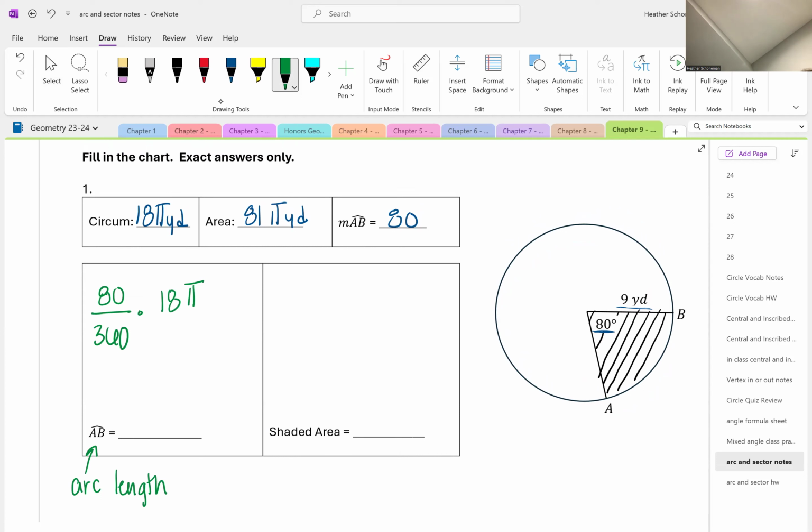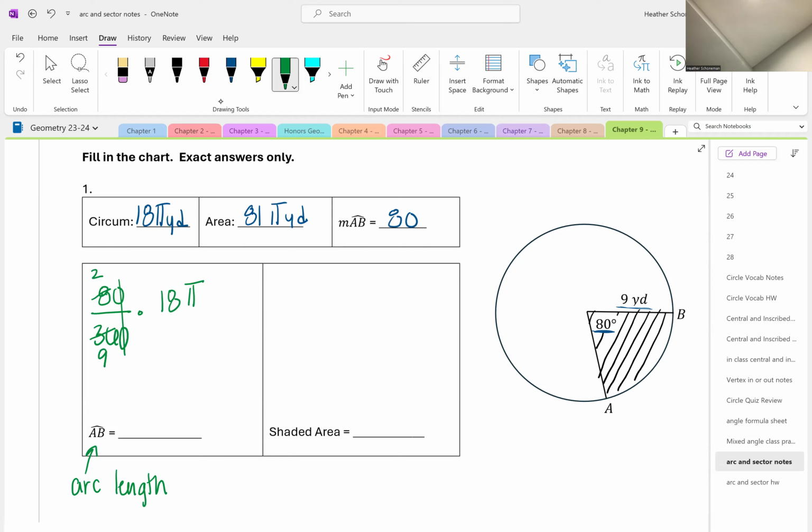So I'm going to start with just the 80 over 360. Since they both end in 0, I can divide them by 10, and when I do that, the zeros cancel out. Now I'm left with 8 over 36. 8 over 36, I can divide both of them by 4, so this is going to be 2 over 9.